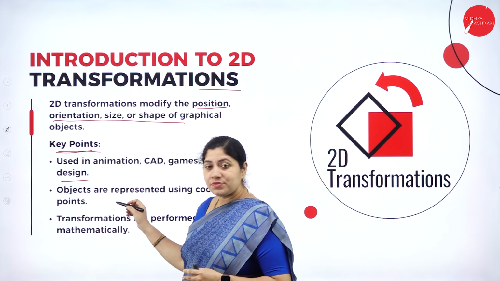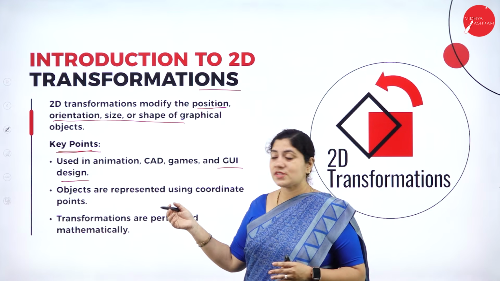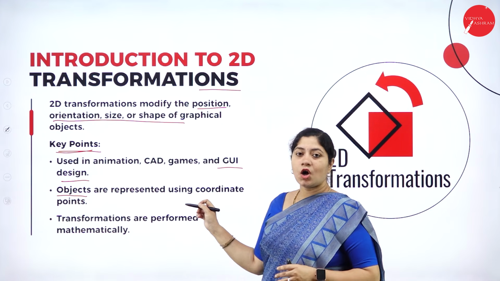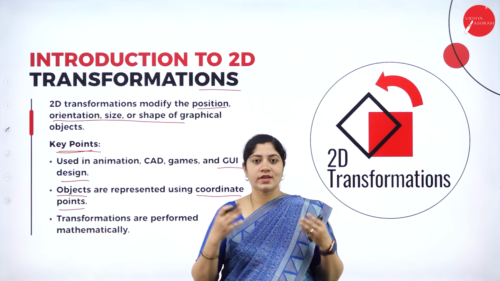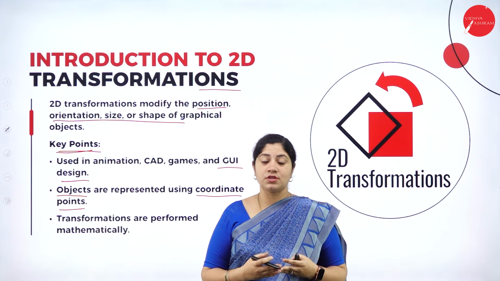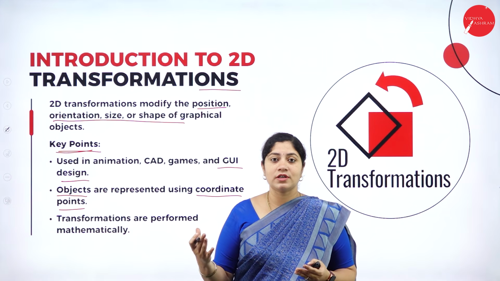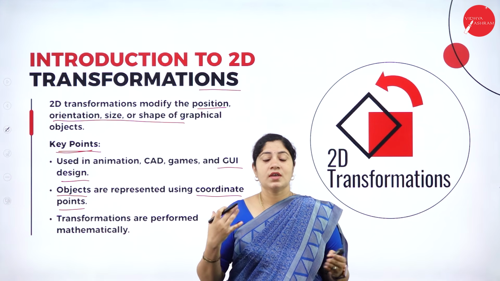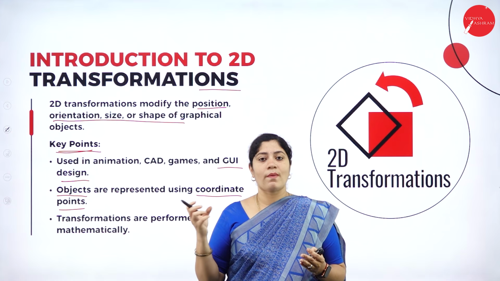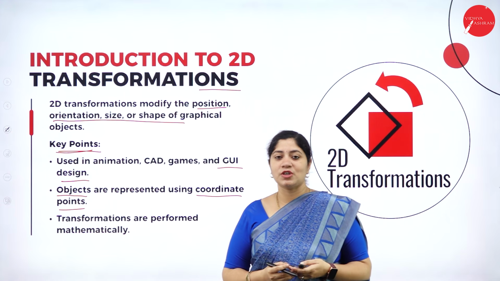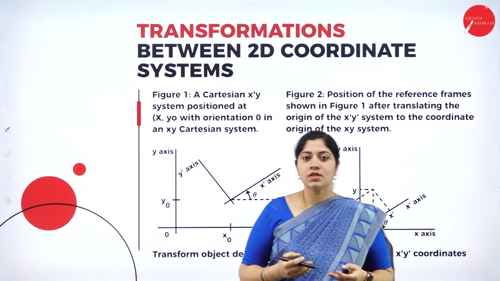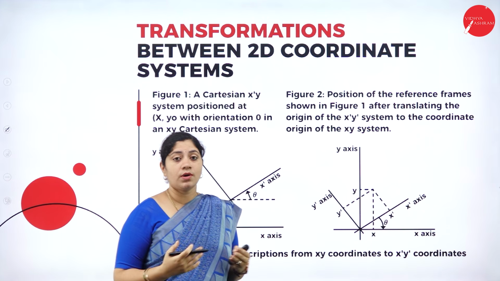Up next, the objects are completely represented using coordinate points. Now, what about the transformations? Yes, we know the basic concept of transformation, but how is it theoretically successful? It's calculated by using a few mathematical formulas or mathematical concepts. That is what the transformation is all about. Now let's see the transformation between the 2D coordinates.